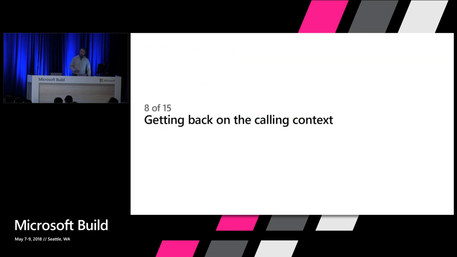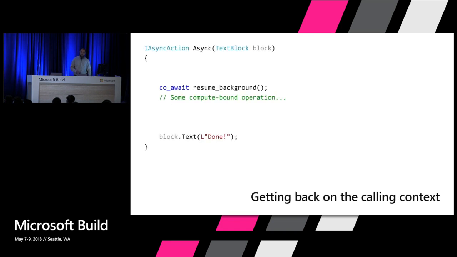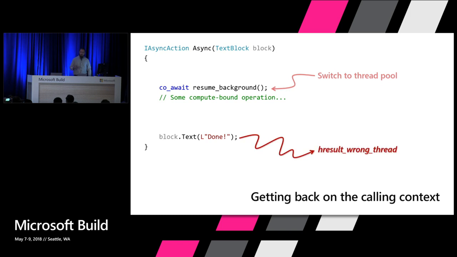But one of the things that happens when you're working in a coroutine is that you may have to get onto the right context when you're done with your thread pool work. So let's imagine a variant of that example. So we have this coroutine here. And we switch to the thread pool, but then we want to go and update that text block. It's a XAML control, it has thread affinity, and boom, it throws an HRESULT wrong thread exception.